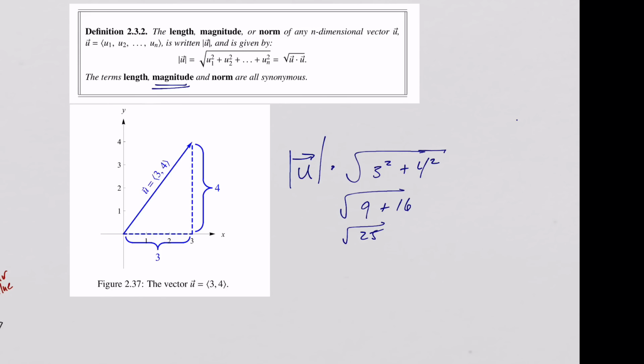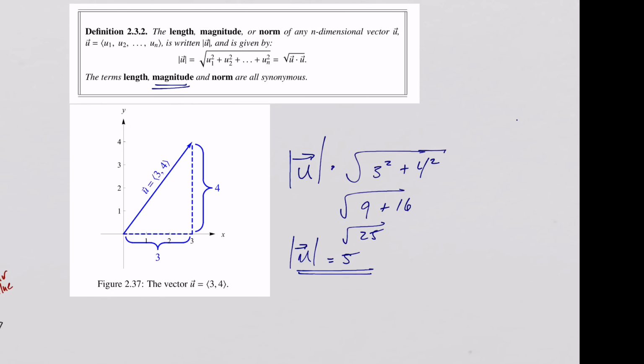To figure out the length of this, we're just going to say that the magnitude of vector u is equal to the square root of 3 squared plus 4 squared. That's the square root of 9 plus 16, or the square root of 25. So we know that it's equal to 5, and that's the magnitude or the length of vector u.